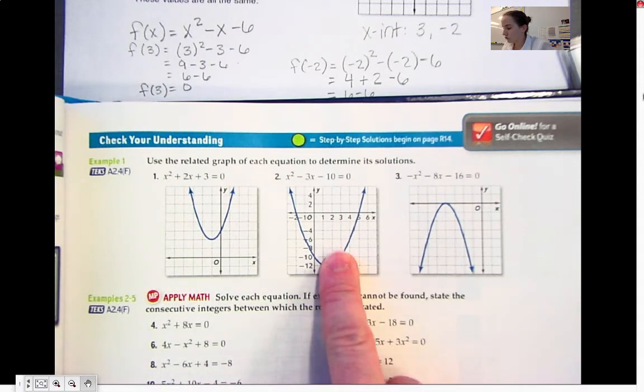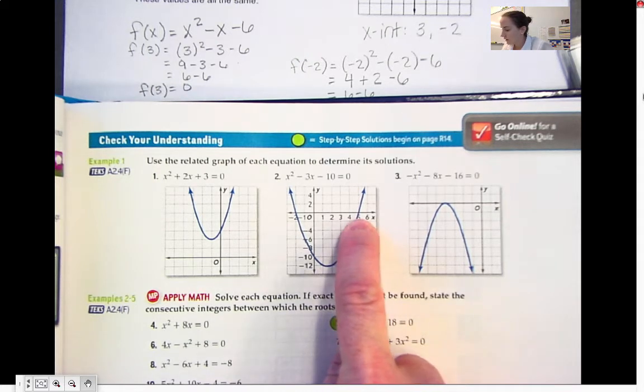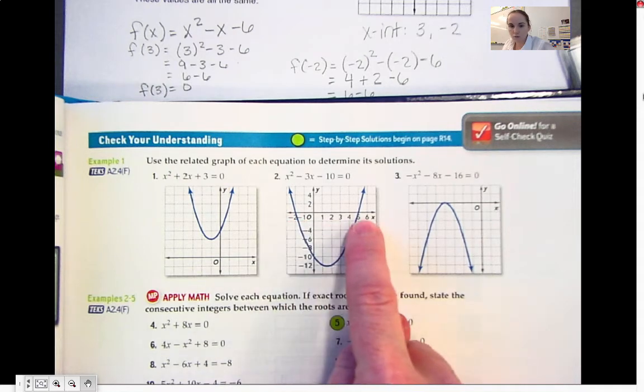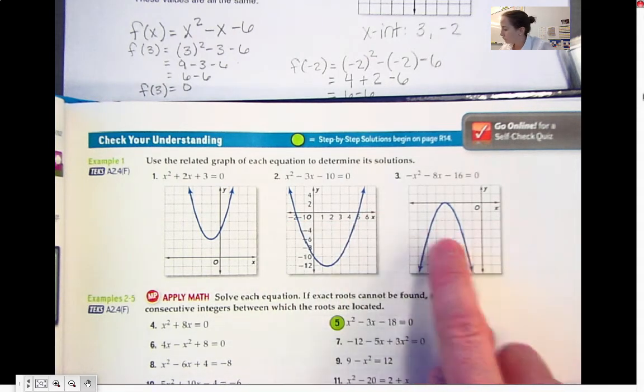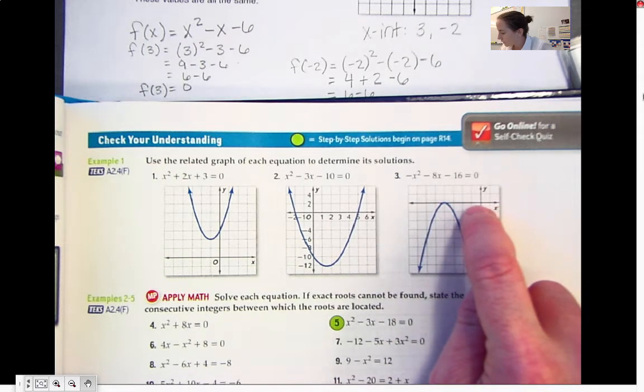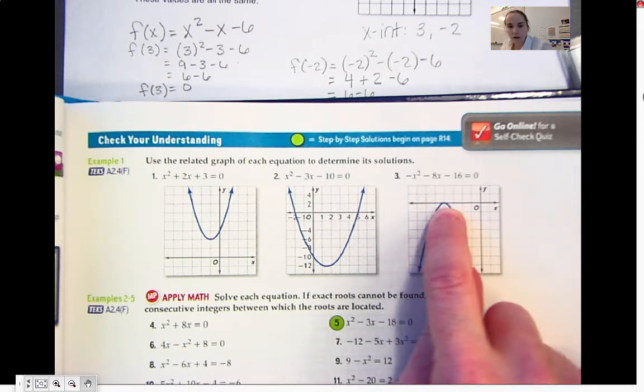For this one, your answer should be x equals 5 and -2. You see where it crosses the x-axis at those two locations. And for this one, we only touch one time there, so at -1, -2, -3, -4. So -4 is the solution here.